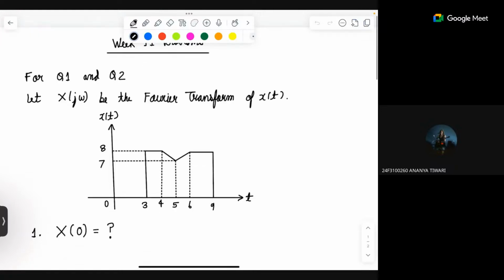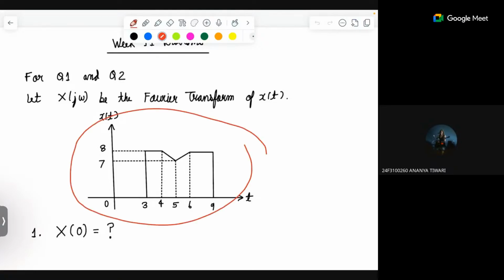For questions 1 and 2, this figure is common. We have a signal x(t), which is shown in this figure, and X(j omega) is the Fourier transform of this. We are asked to find capital X of 0, that is the value of the Fourier transform at frequency equal to 0. So maybe I'll give you 3 minutes. You take 3 minutes, you solve, then I will start solving. Start. Is the question clear now? Yes, ma'am. Okay, solve.